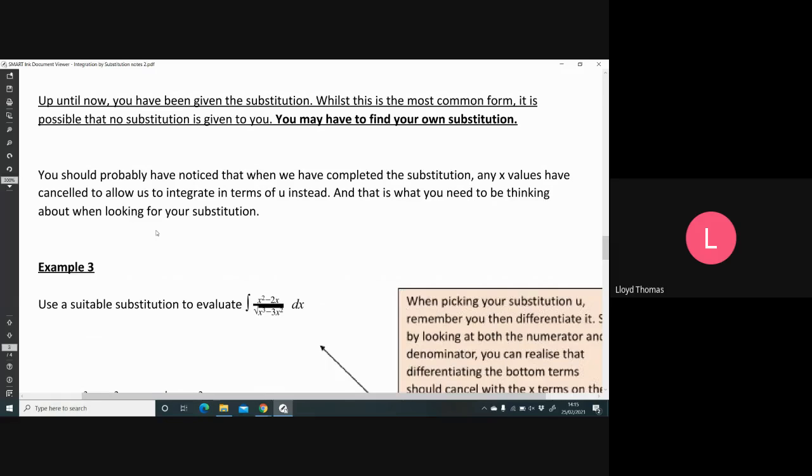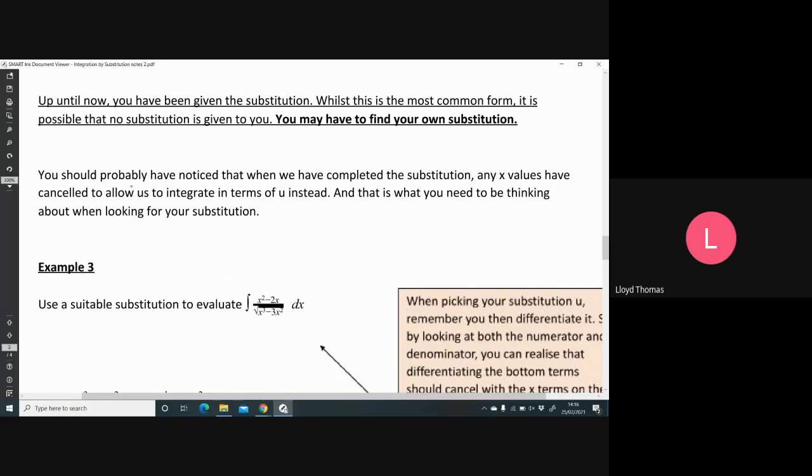Now, I think what we might try and do is produce a list of common types of questions and the common types of substitutions you might have to do. It'll make a bit of sense for the two that I'm going to be doing here, however, it may not make sense on certain examples. I think when it's logs or exponentials, it's particularly tricky, and we don't have any like that yet, but we'll have a think of them in the future. So it says, up until now, we've been given the substitution, which is like 90% of the time, I think, they'll give you that in the exam. Sometimes we may have to find our own substitution.